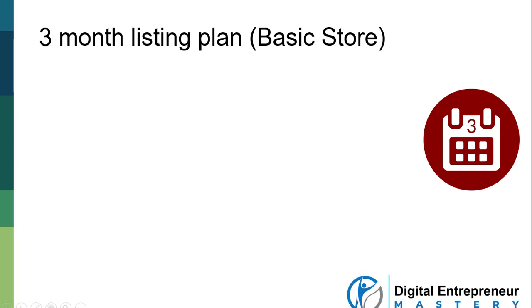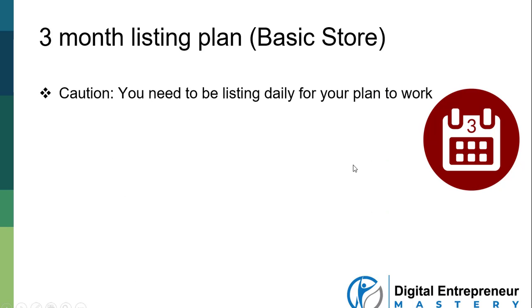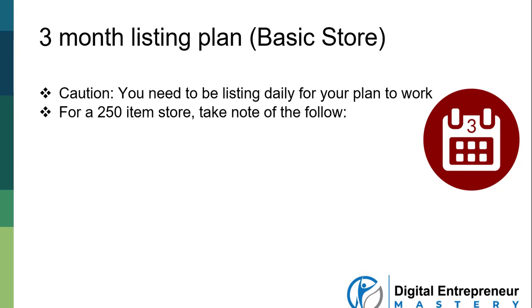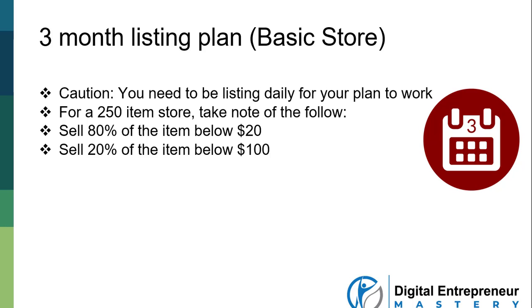So here's the 3-month basic plan that I have for you if you're starting off with a basic store. First of all, you need to be listing every day for your plan to work, else it will not work for you. Now for a 250 item store, do take note of the following. Sell 80% of the items that are below $20. This is to get in the bulk of visitors to your store. Sell 20% of the items below $100.